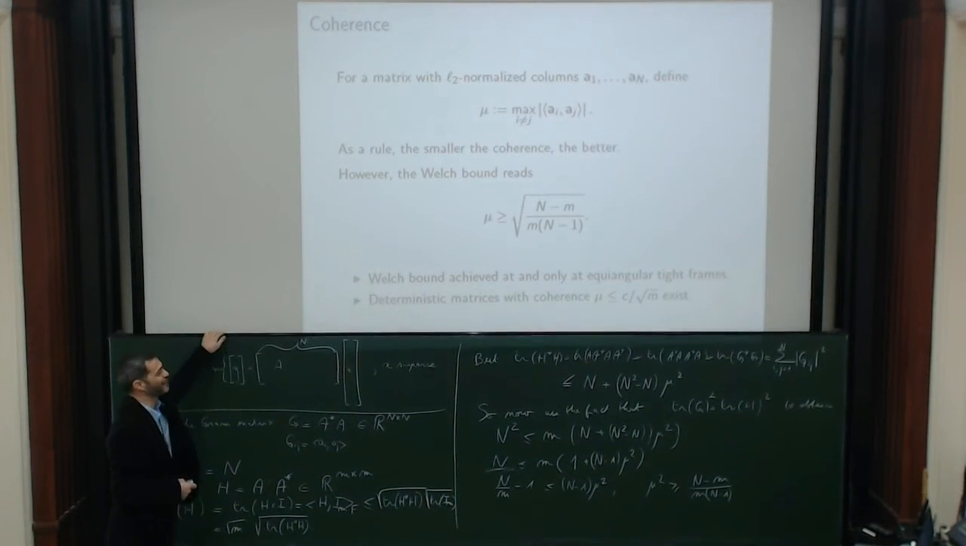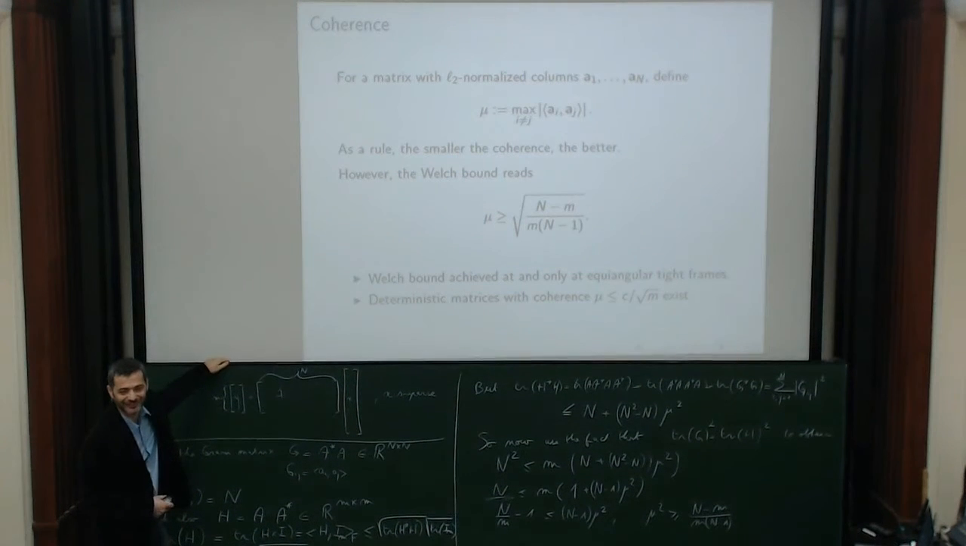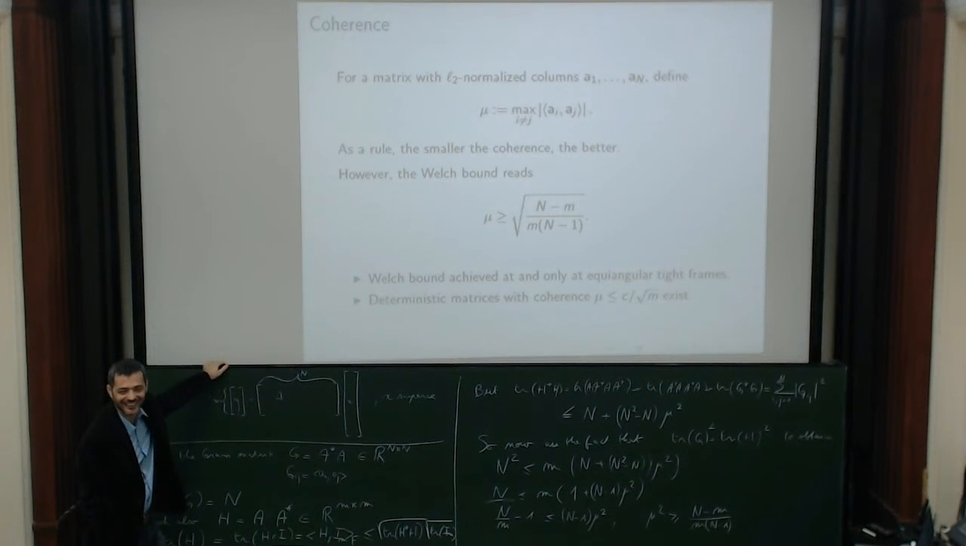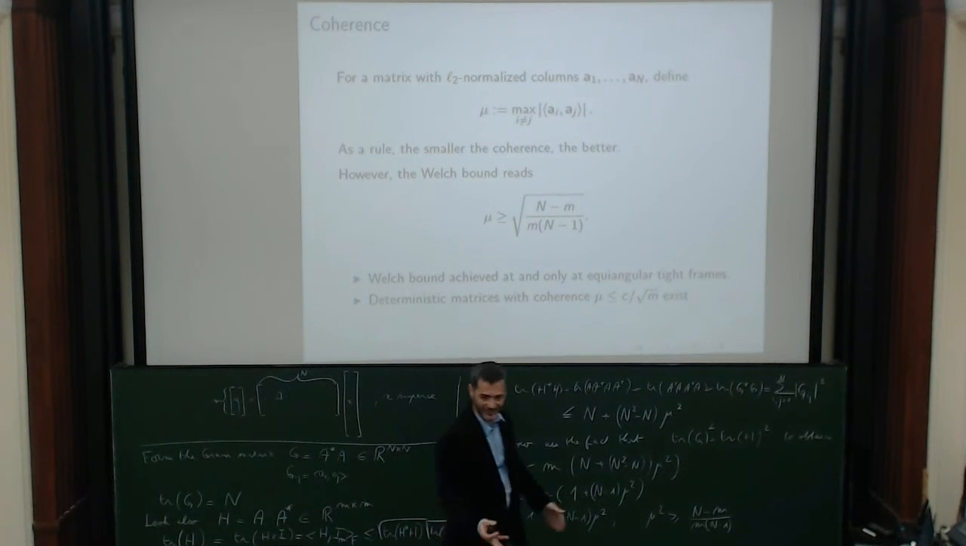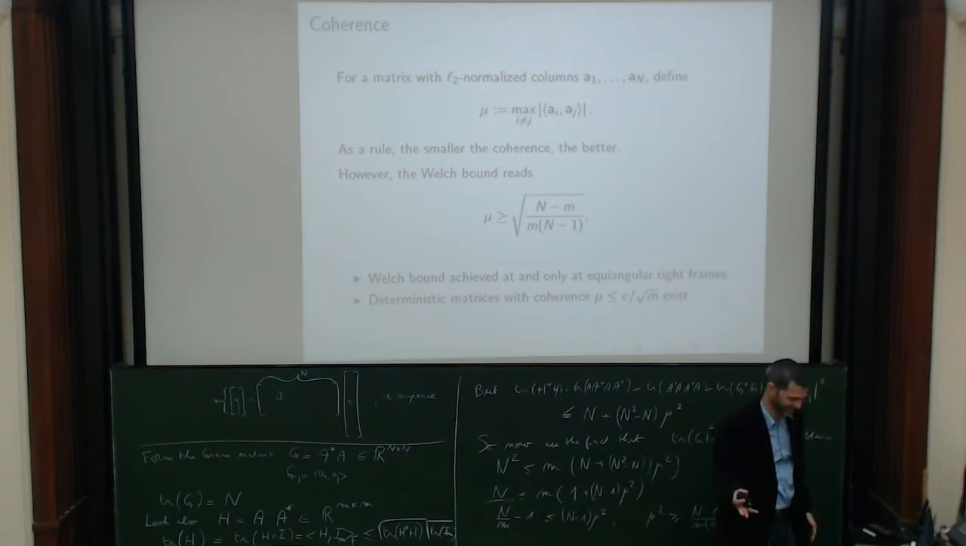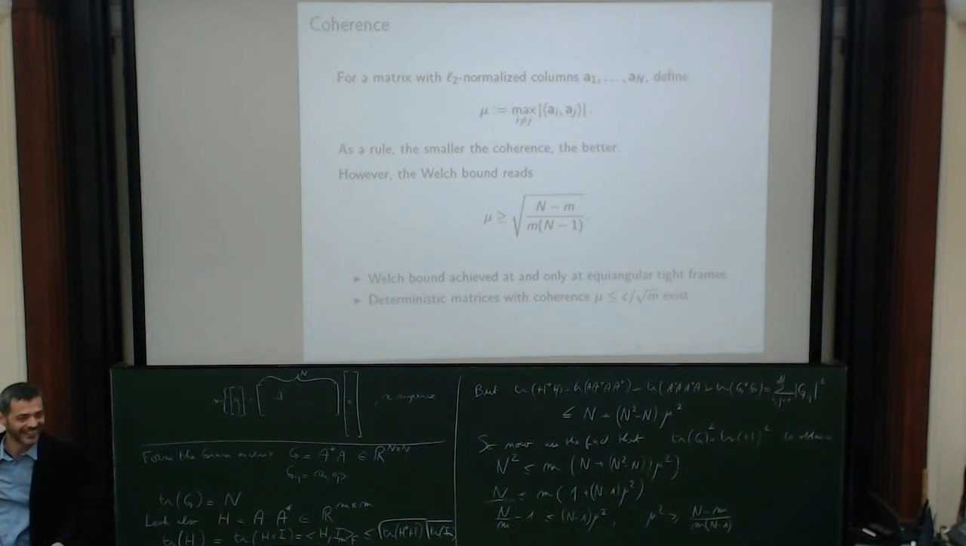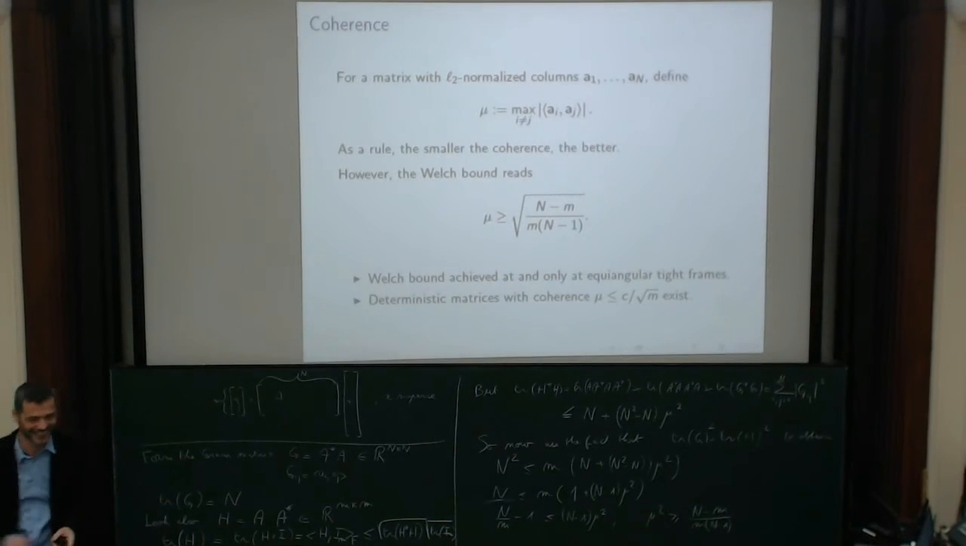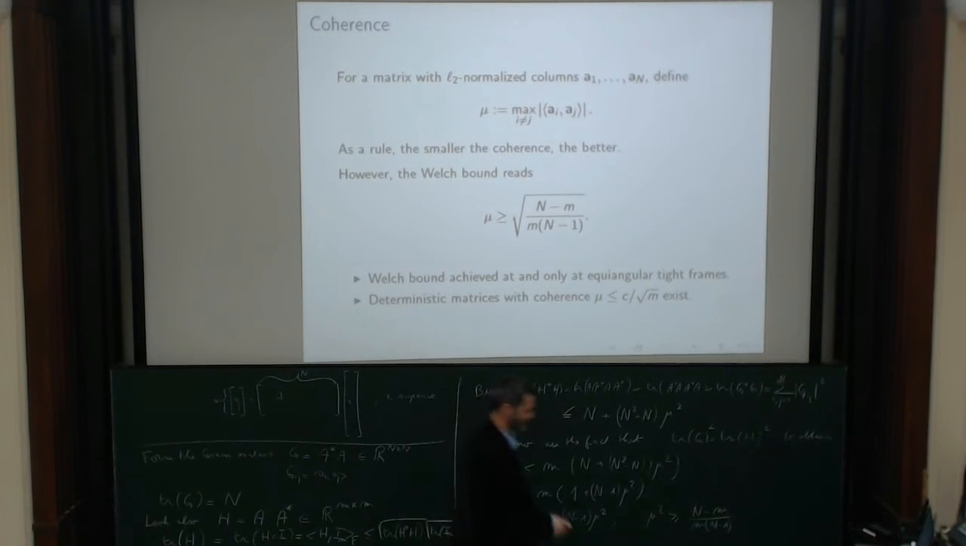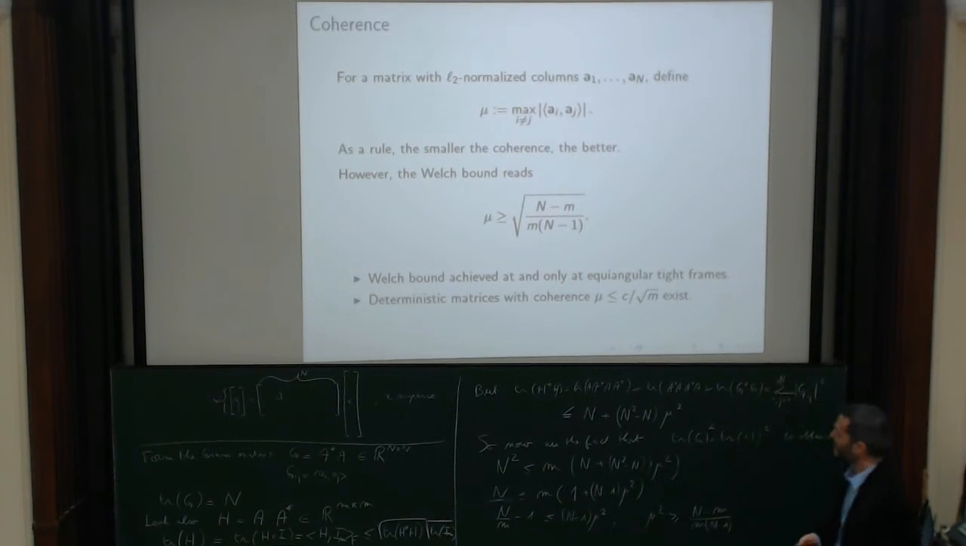I would assume that a guy named Welch proved it first, though I did not verify that. All right, so it's called the Welch bound. You can call it the lower bound for the coherence, if you prefer.